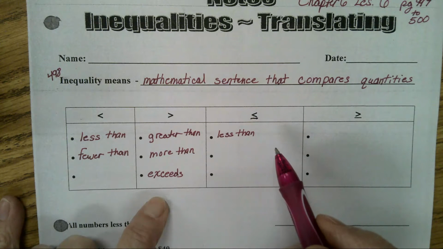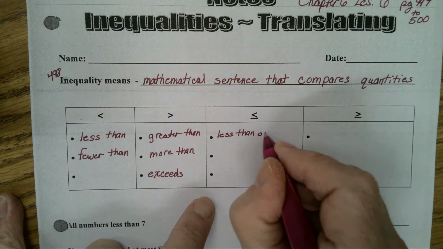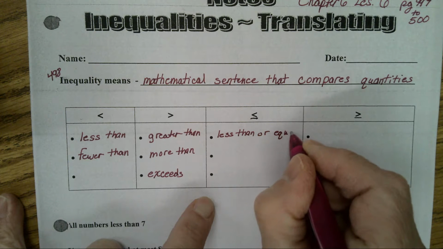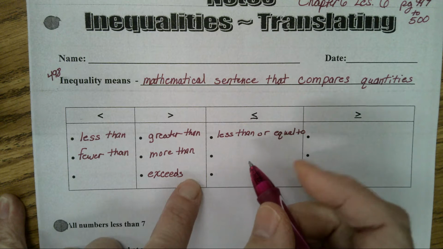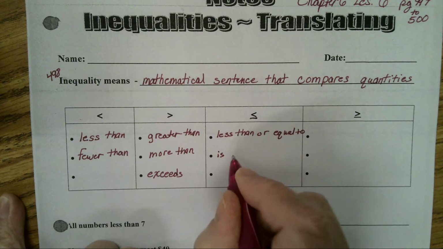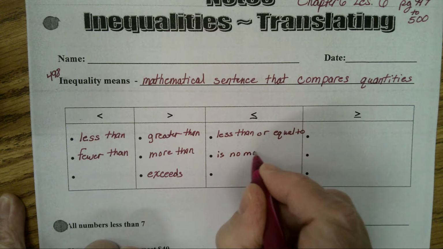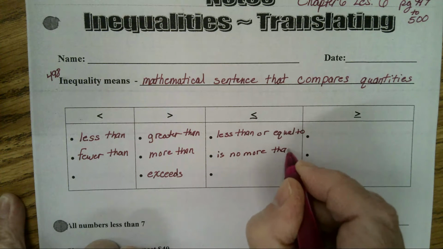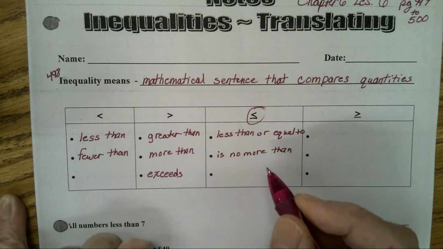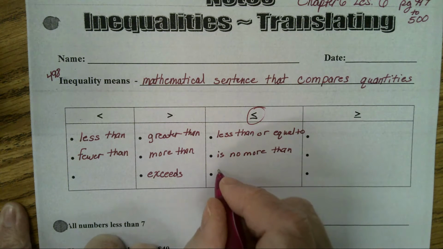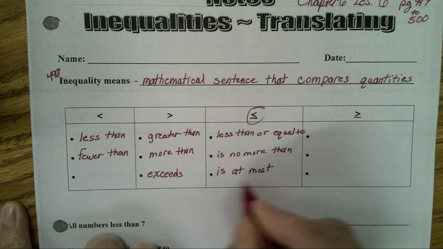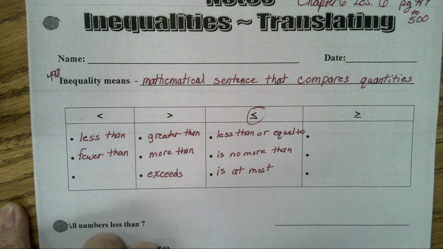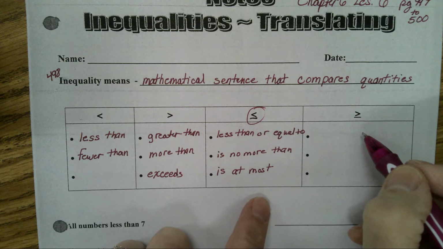This is less than or equal to. Another is no more than. This is one that they use a lot. Is no more than. When they use those words, you're going to use that symbol. Another one is at most. Is at most. When they use the word is at most, you'll use that symbol. And for the last one, is greater than or equal to.